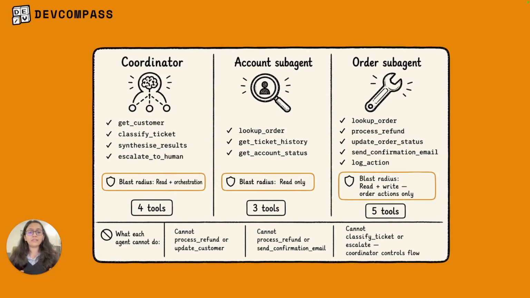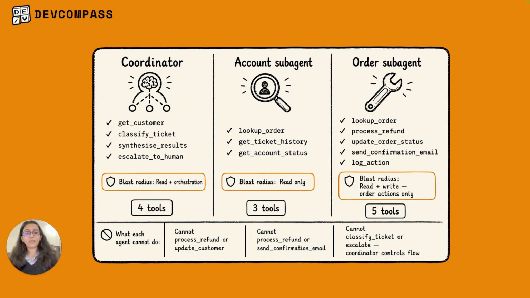The middle one is an account sub agent. Its job is to look up account and order data. It needs lookup order, get ticket history, get account status, 3 read only tools. It does not need to process refund. It does not need update customer. If those were in its toolkit and it decided to use them independently, that's an unintended action with no coordinator oversight. So remove them immediately.